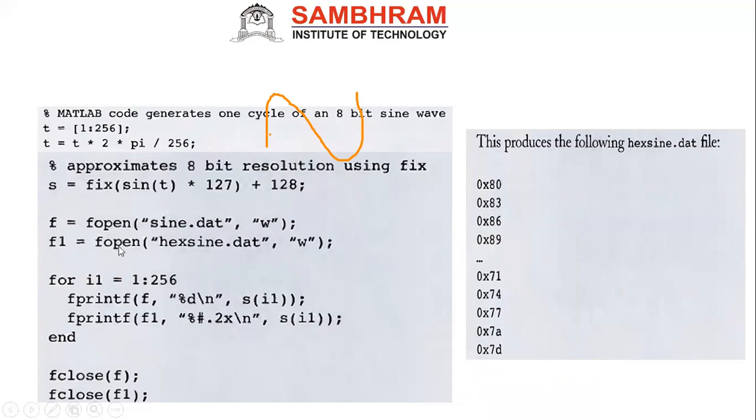Again, F1 is equal to fopen xsine.dat, so x means I need to write in hexadecimal. Now, how will the data be in this hexadecimal file? If you open this file, my data will be like this. These data are generated. This will be a memory file, this is the memory file data.